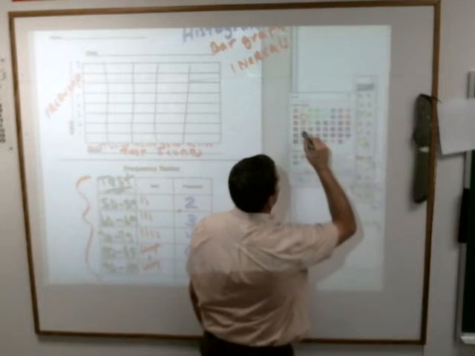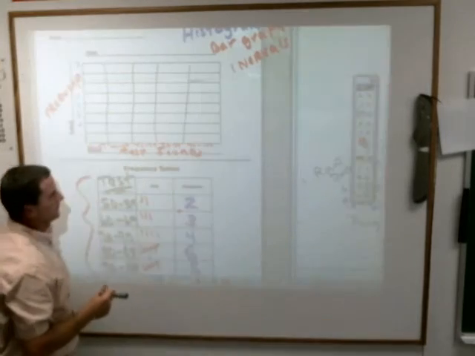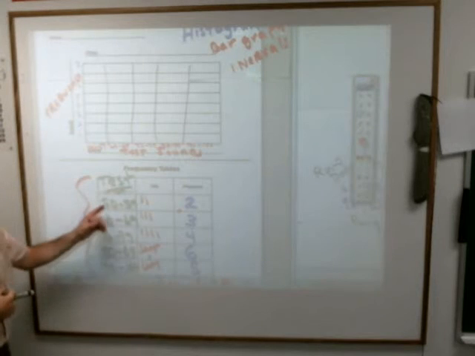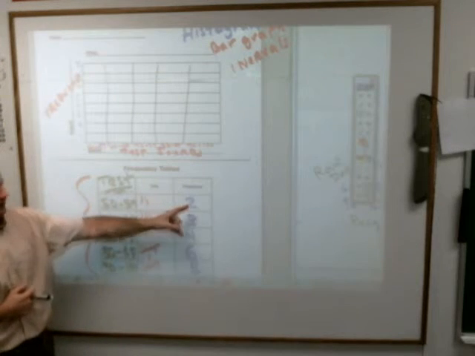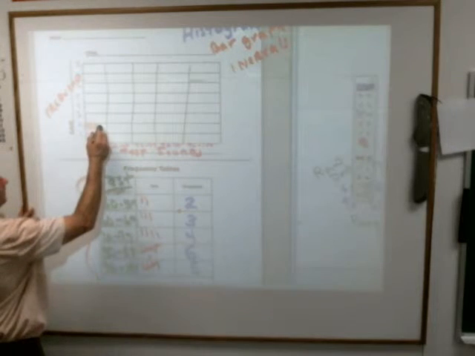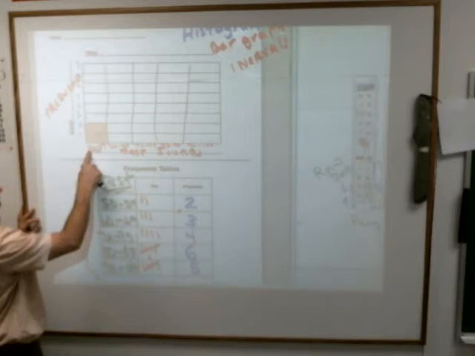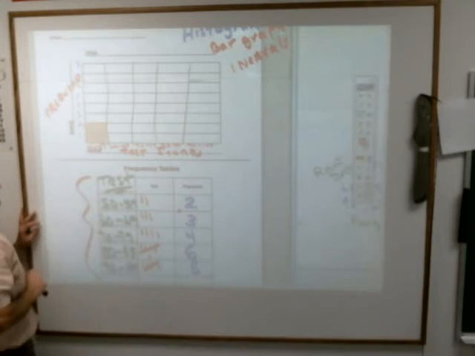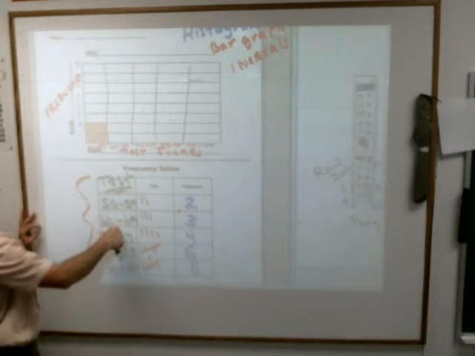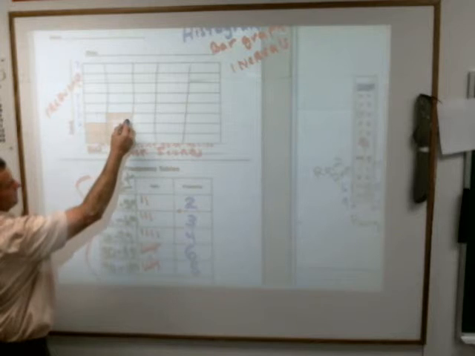What color should we go? Let's go orange. So all we have to do is this. How many kids scored from the 50 to 59? Just 2. So you just color a bar up to number 2. That means 2 kids scored from 50 to 59. How many kids scored from 60 to 69? 3. So you color in up to the 3.